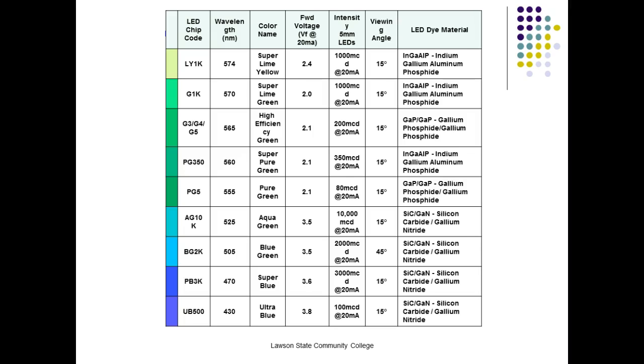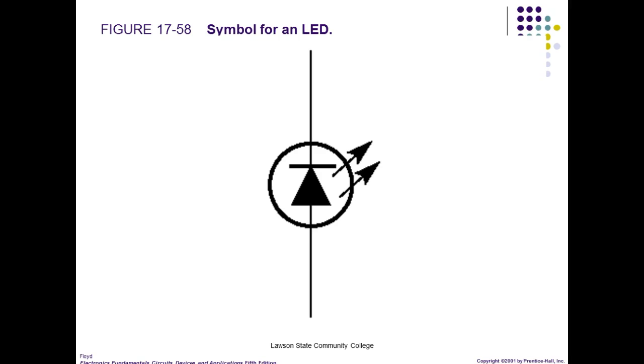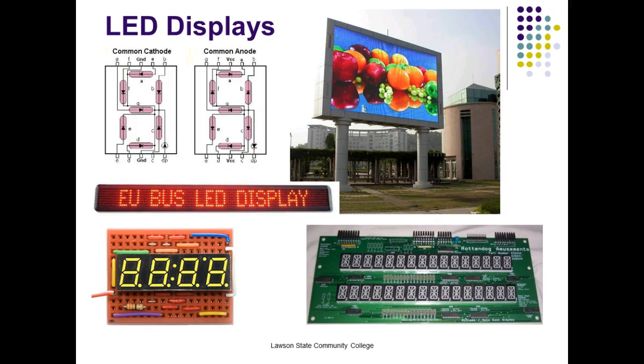Somewhere I should have figured out where that is. Symbol for LED. We got LEDs all over the place. These are referred to as 7-segment LEDs. We can display any number on that. We have these signs that scroll all the time. These are nothing but LEDs. We have these big old jumbotrons or these big old displays. These are nothing but LEDs.